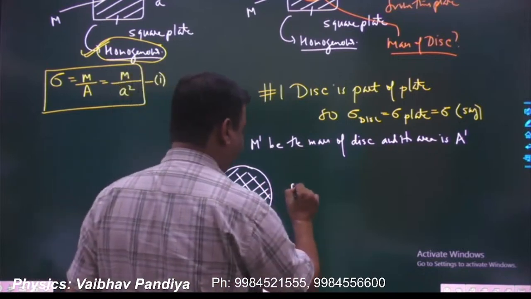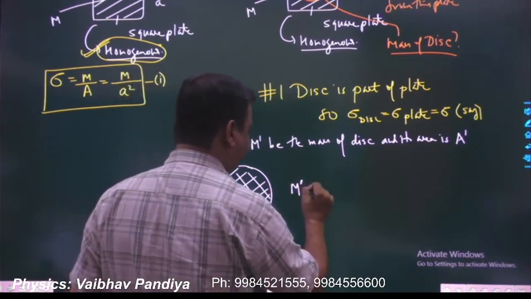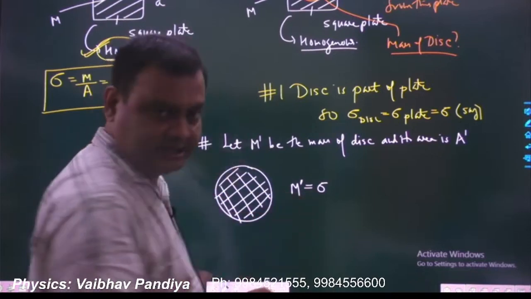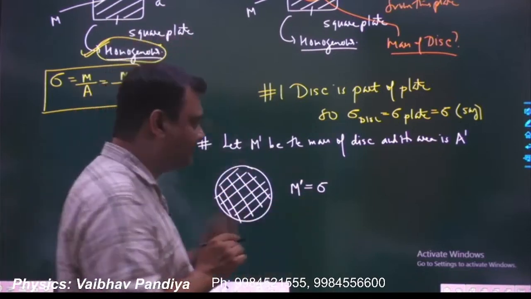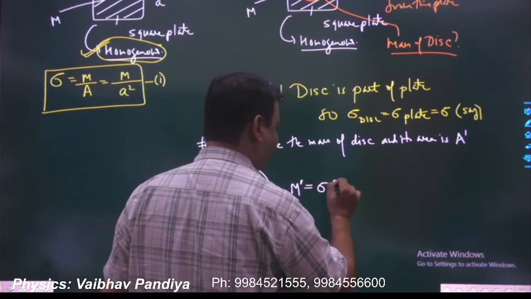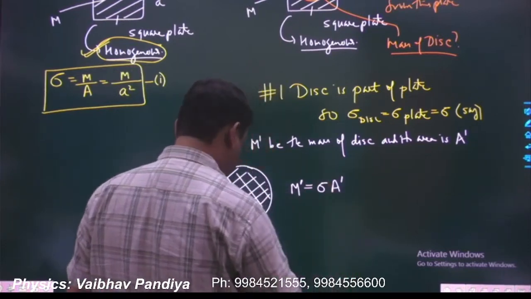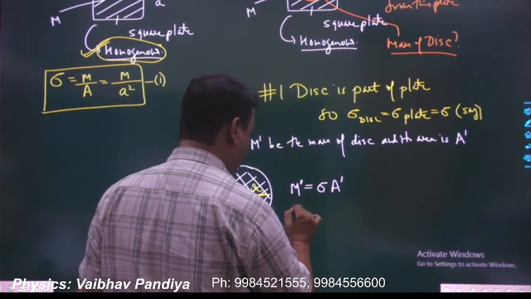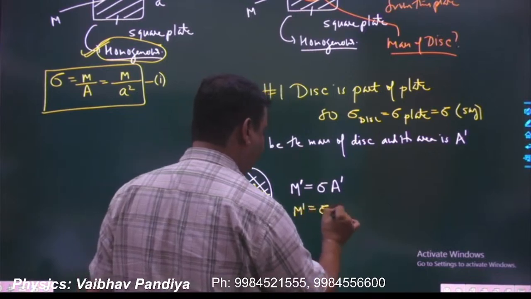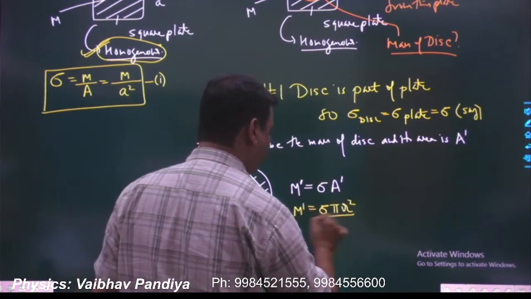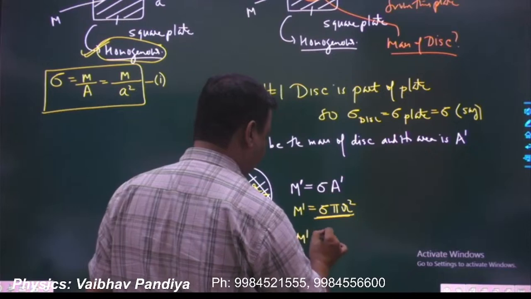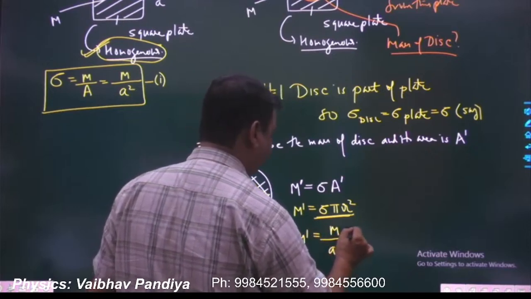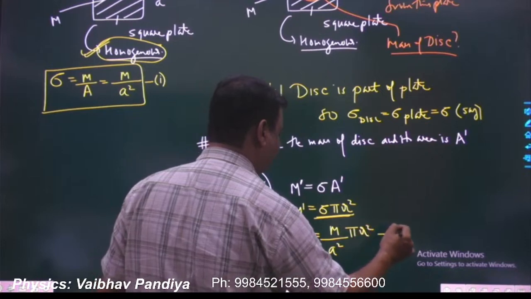So we can apply the formula: mass m dash is sigma. Don't put dash over sigma because sigma is the same as that of the plate. So we are not putting prime or dash over sigma, into the area of the object, that is A dash, and the radius of this is r. So m dash will come to be sigma into pi r square, that is the area of the disk. So m dash comes to be, putting the value of sigma, m divided by a square into pi r square. This is your answer.